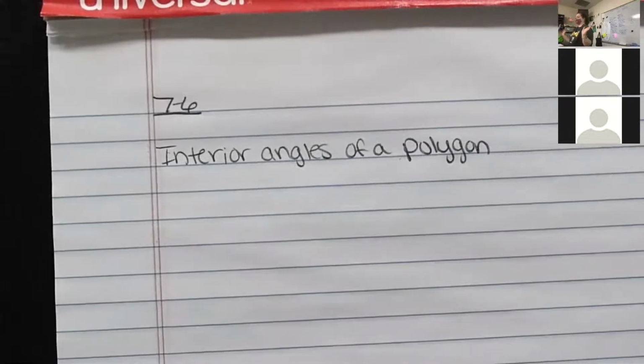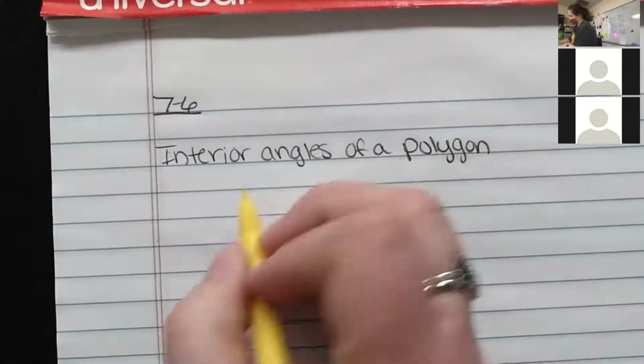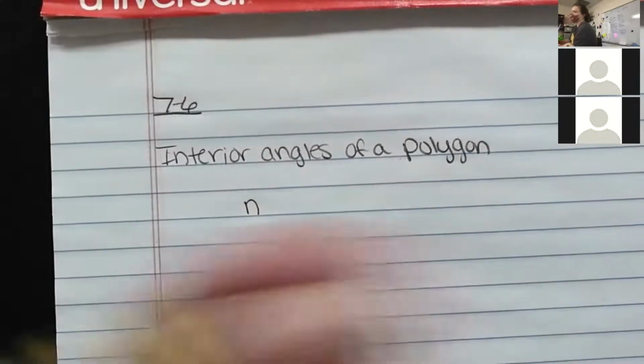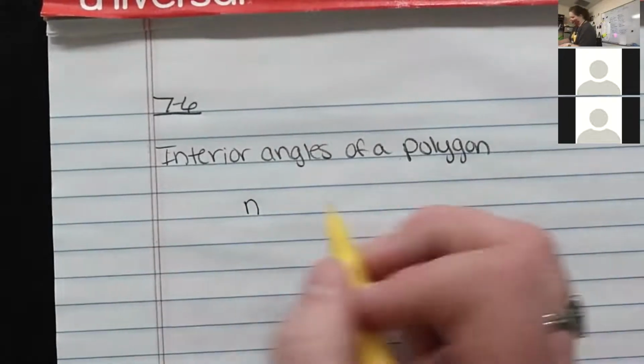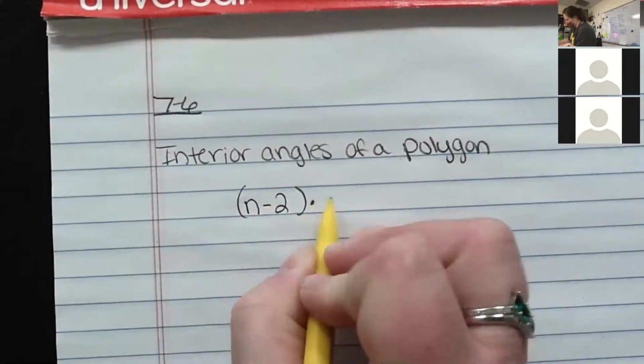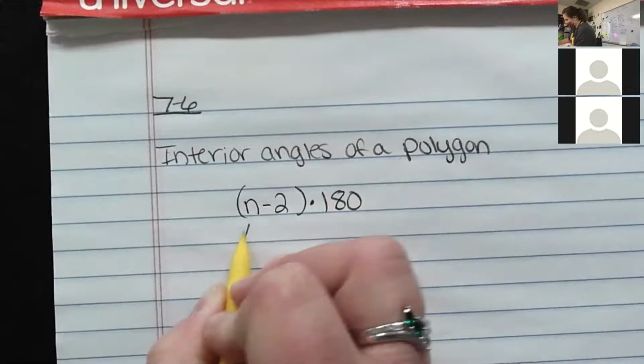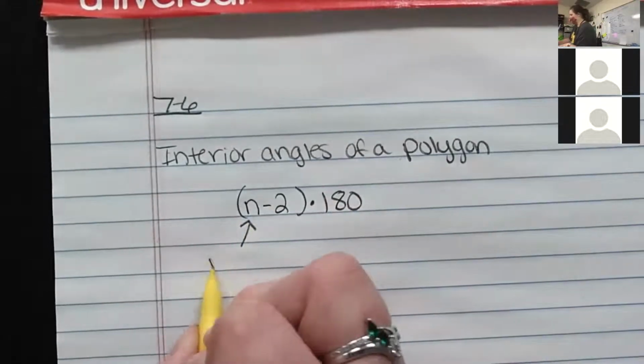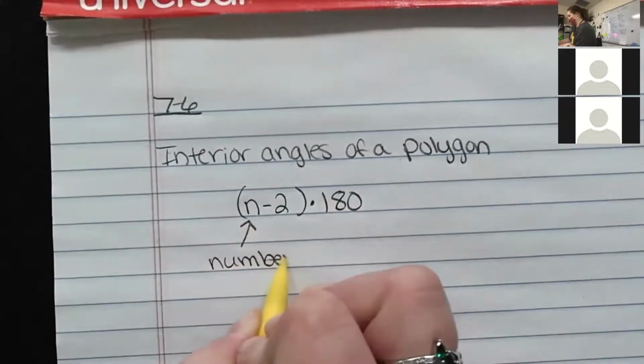In order to find how many degrees in the interior of that polygon, there's a formula. We already know how many degrees in a triangle: 180. So the formula is for other polygons that you might not know. What you need to do is take n minus 2 times 180. Now that n is the number of sides of that polygon.